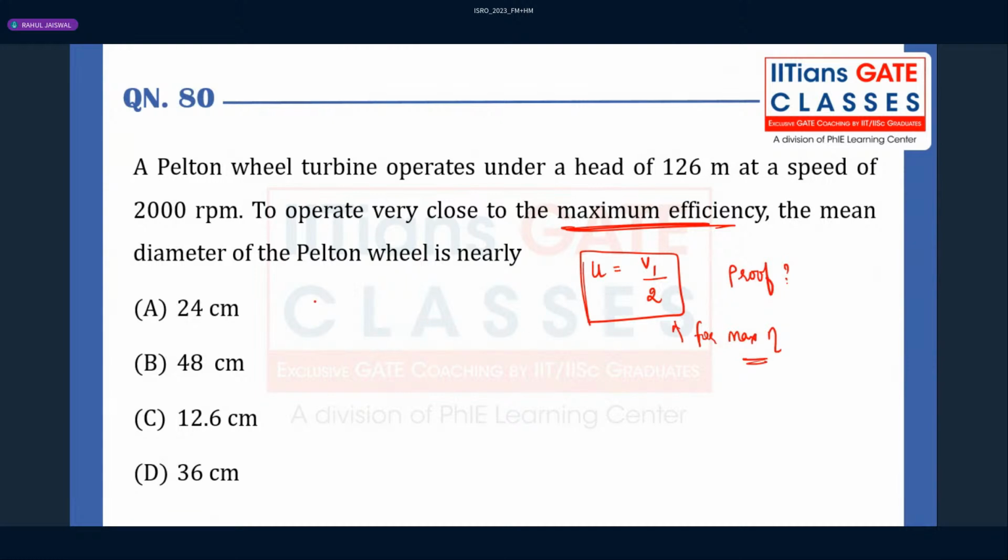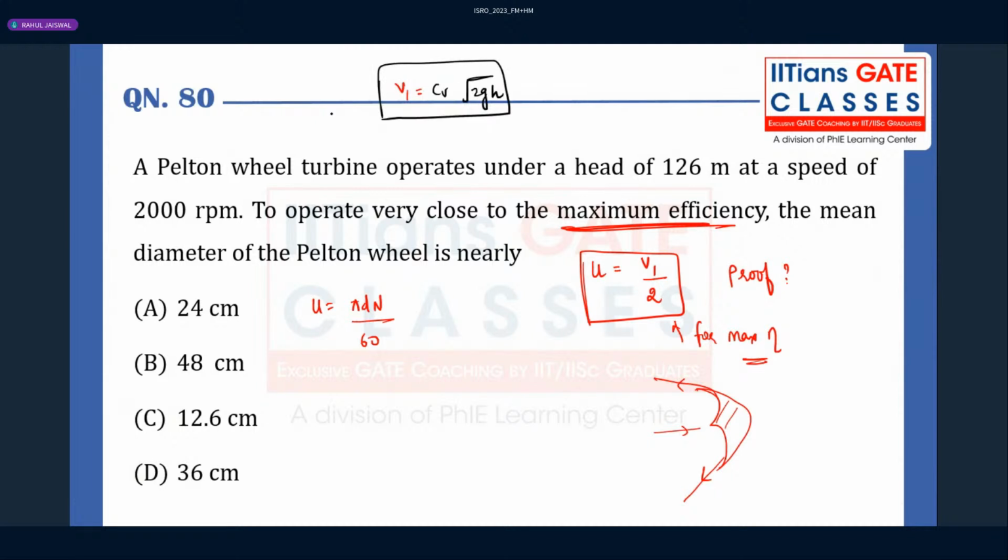For a Pelton turbine, U is pi D N by 60. The velocity of the flow has not been given, but we know this is a turbine, a Pelton turbine, a tangential flow turbine. V1 we know is Cv into under root of 2gh. Cv is the coefficient of velocity. It is not given, so you take it as 1. So V1 can be calculated as under root of 2g into 126.